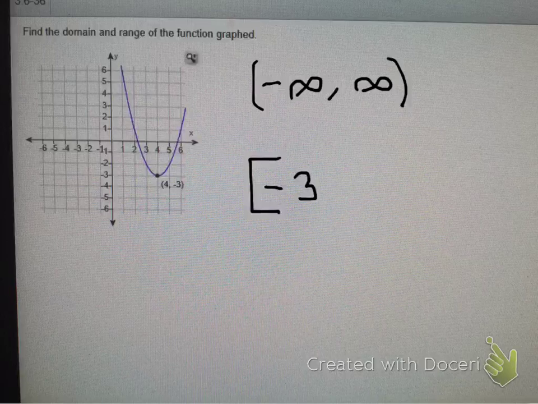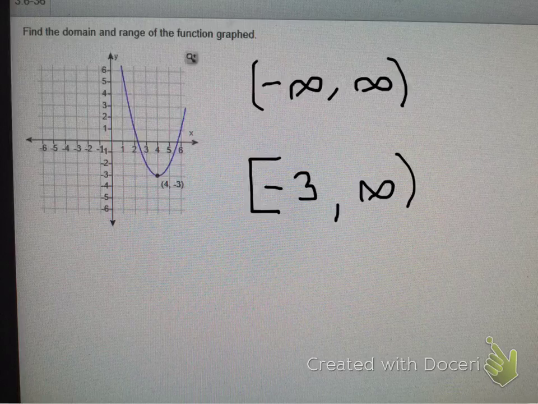So that's the bottom. We want to work our way up to the top, and again here the graph goes up forever, so we're going to go to positive infinity, and again infinity will always get parentheses. It's not really included as part of the graph.